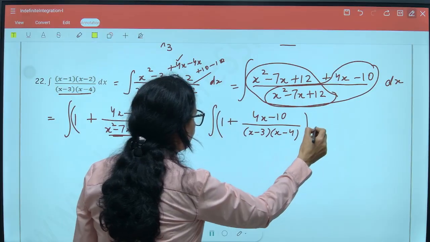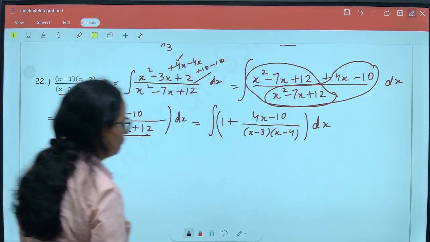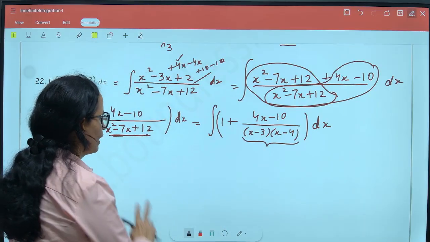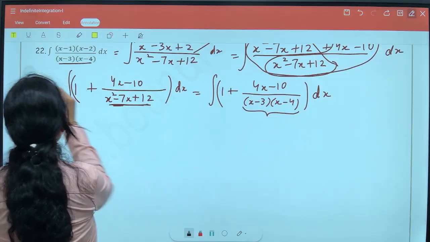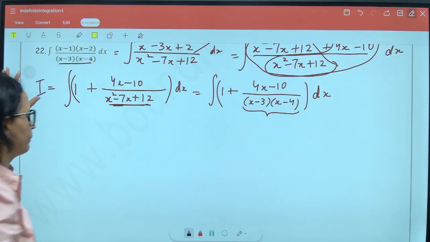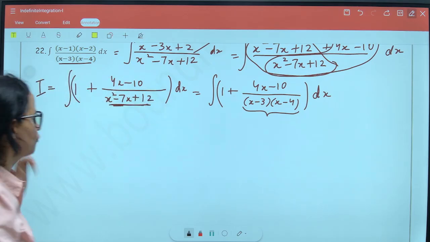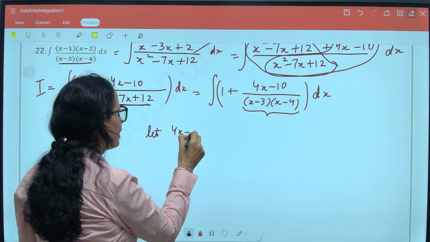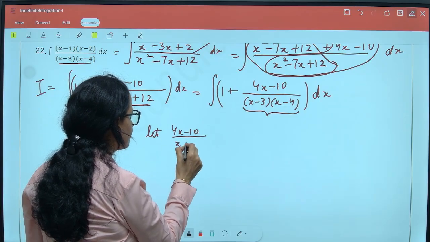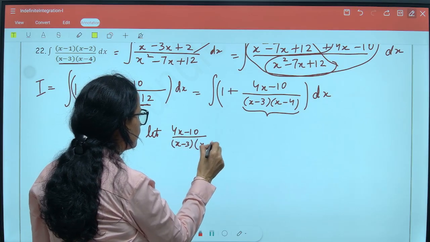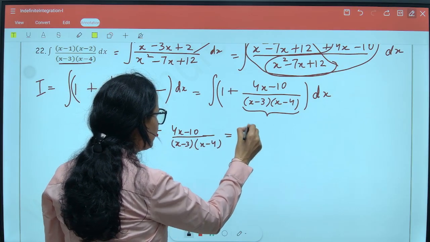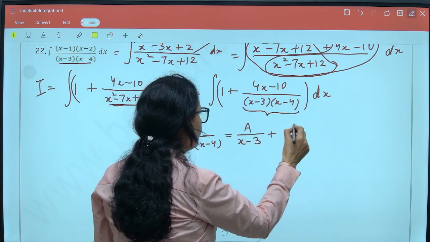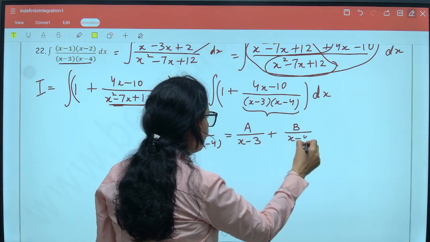Yes, and now I can integrate using partial fractions. This expression needs to be integrated using partial fractions. So I will not do anything with this. This is the integrand. You can use capital letter I here and leave it in this form. And now you let 4x minus 10 upon x minus 3, x minus 4 be equated to two partial fractions, a upon x minus 3 plus b upon x minus 4.